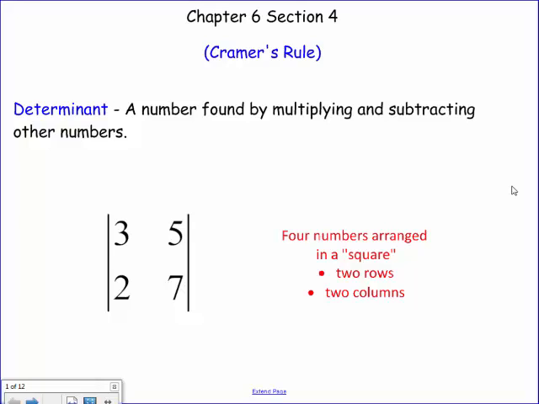Well, the determinant is a number found by multiplying and subtracting other numbers. The four numbers in a determinant are set up in a square, 2 rows and 2 columns. So here's the determinant of 3, 5, 2, 7. And I'll show you how that gets set up in just a minute with our systems. But for now, know a determinant is a 2 by 2 looking thing like this.